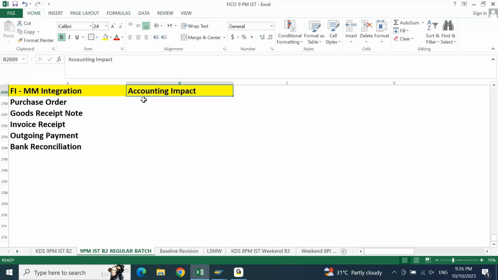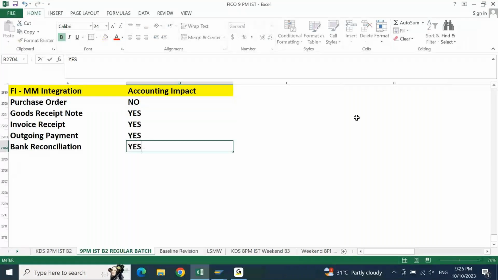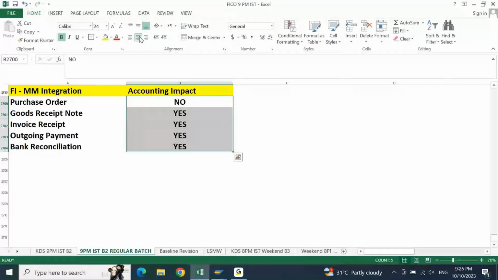Okay, so purchase order, accounting impact, no. Goods receipt, yes. Invoice receipt, yes. This is also yes. This is also yes. Here I am writing only the accounting impact. I have given yes, no. Whether we have accounting impact, yes means accounting entry will be recorded at debit and credit. No means no debit credit will be recorded.